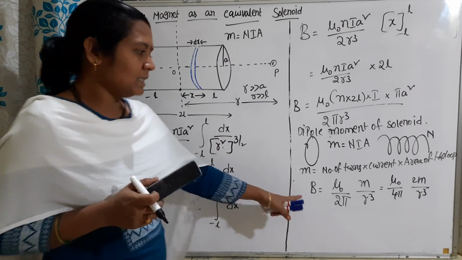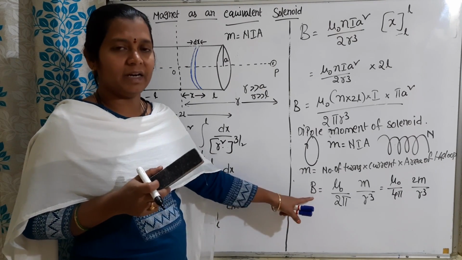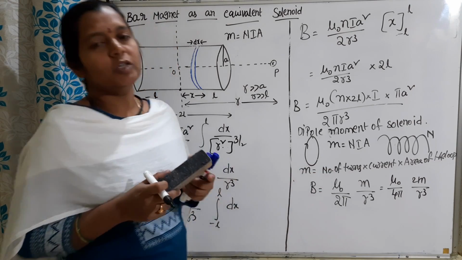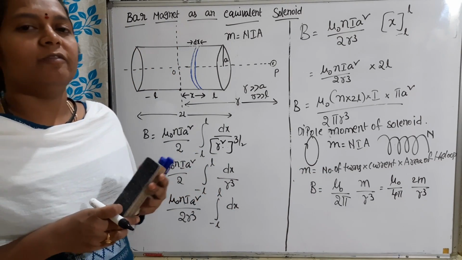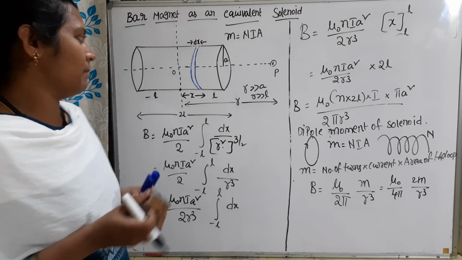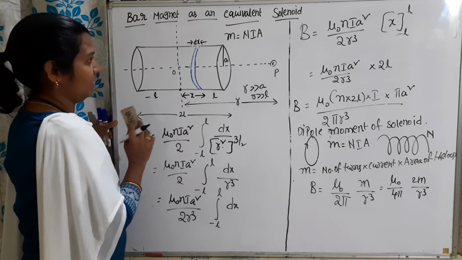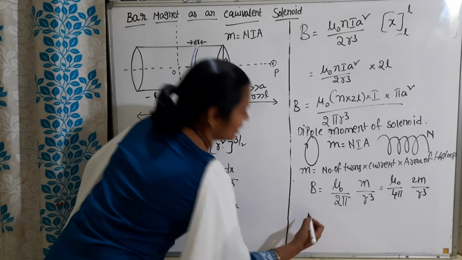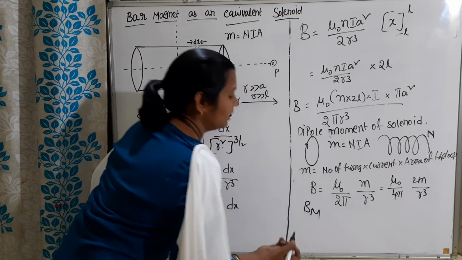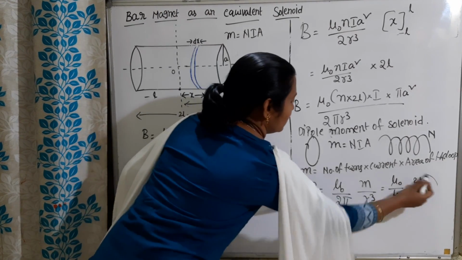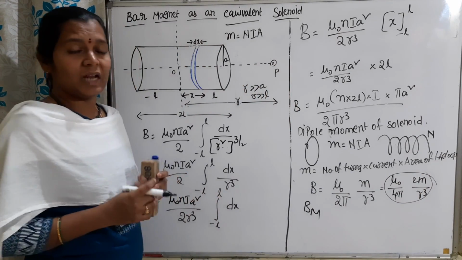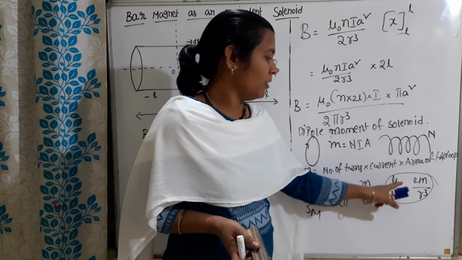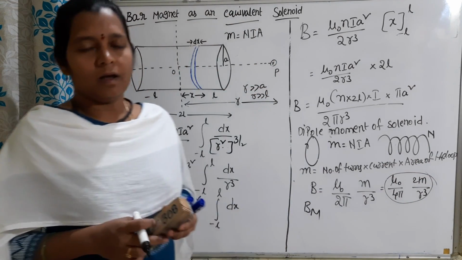So this equation, the magnetic field at the axial point for a solenoid, is similar to that of the magnetic field due to a bar magnet. We don't have the derivation here, but experimentally we can show that the magnetic field due to a bar magnet at the axial point is also like this. So it is mu naught by 4 pi into 2 m by r cube.